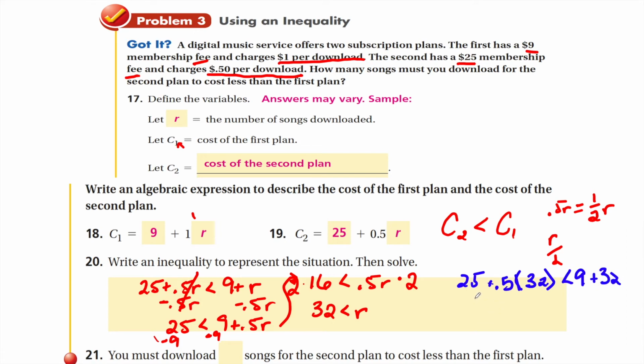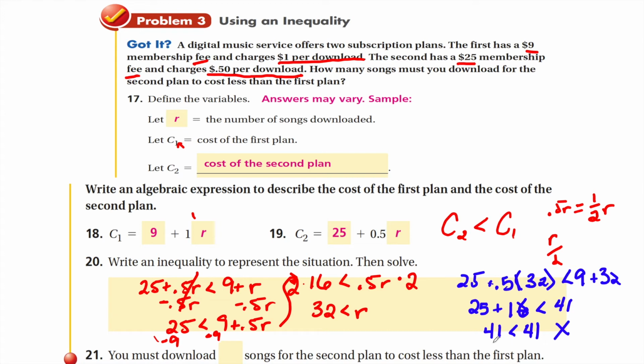So to simplify it, 25 plus, in this case it will be 16, has to be less than 9 plus 32, which 9 plus 32 is 41. Now 25 plus 16 is also 41. So 41 is going to be less than 41. Right here, this doesn't make any sense, but it's on the cusp. It's just about to be accurate 100%.